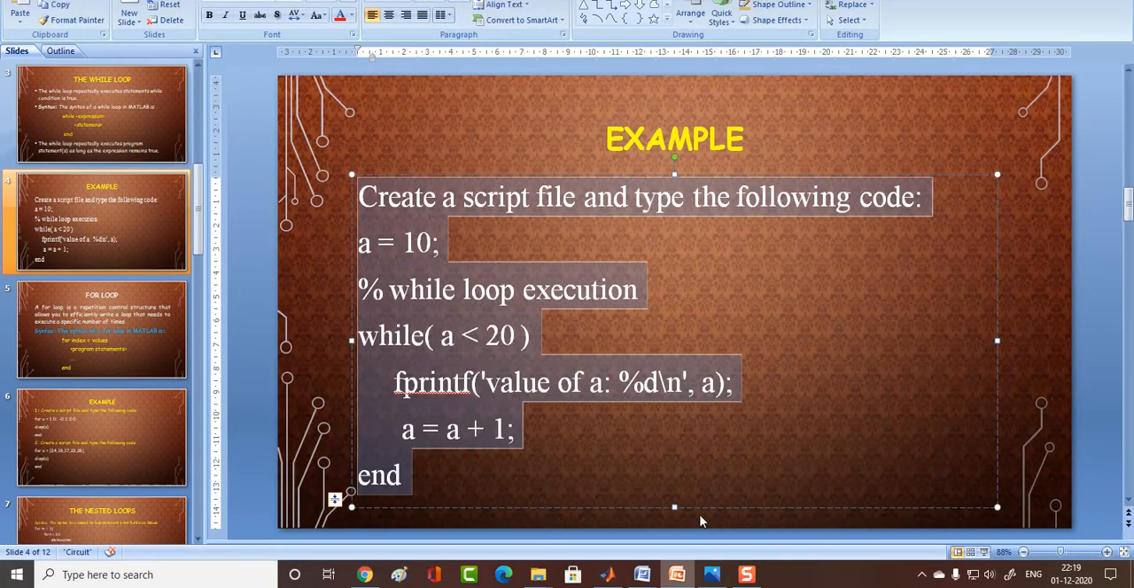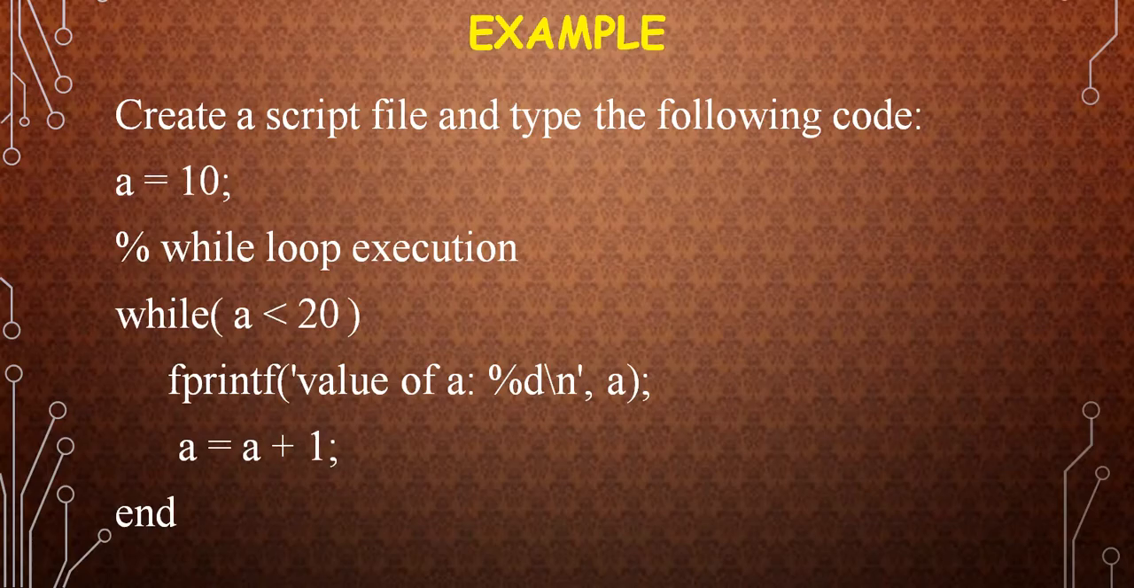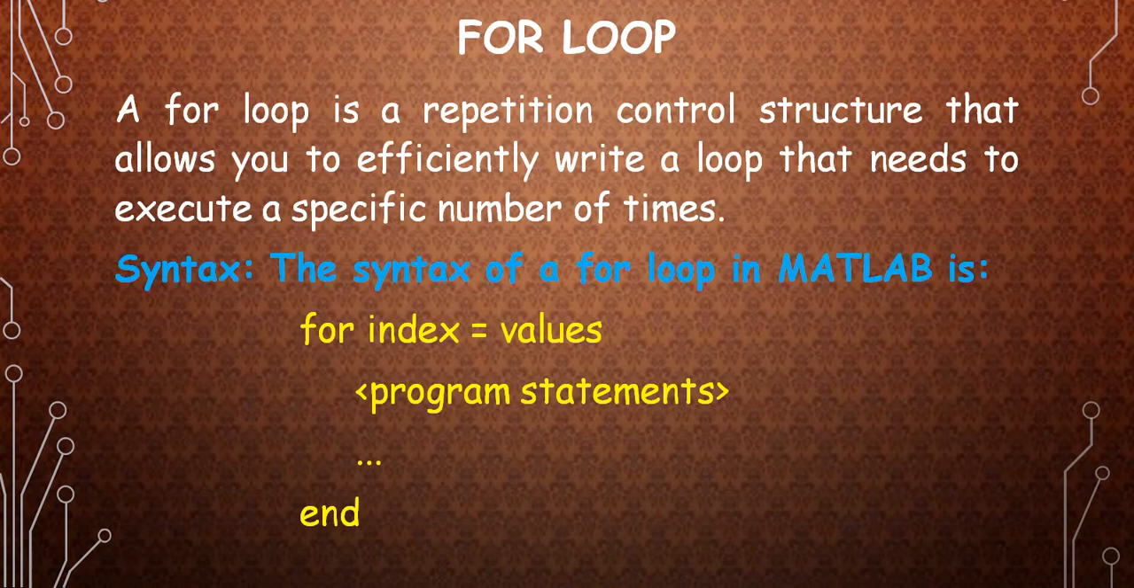Okay, now coming to the next slide. Okay, it is clear. Now, coming to the for loop. A for loop is a repeated control structure that allows you to efficiently write a loop that needs to execute a specific number of times. In the previous while loop, we were checking the condition. If the condition is true, then we enter into the loop. But in a for loop, we are simply repeating a number of times. Here there is no verification.